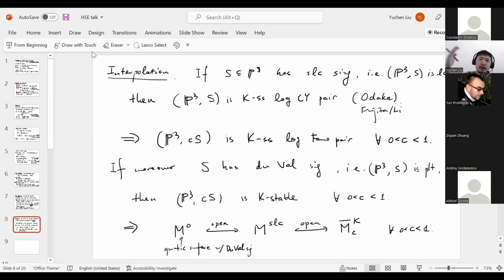And because here we care about compactification, you basically just take a Zariski closure of this locus, so you get a common dense open set. Okay, any questions? It's still fine.